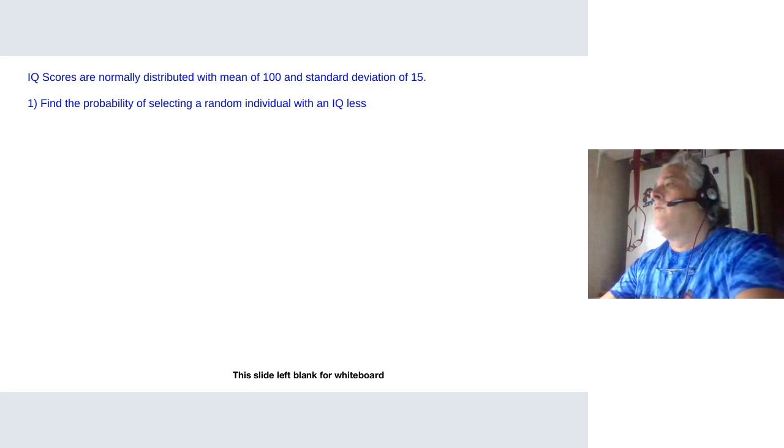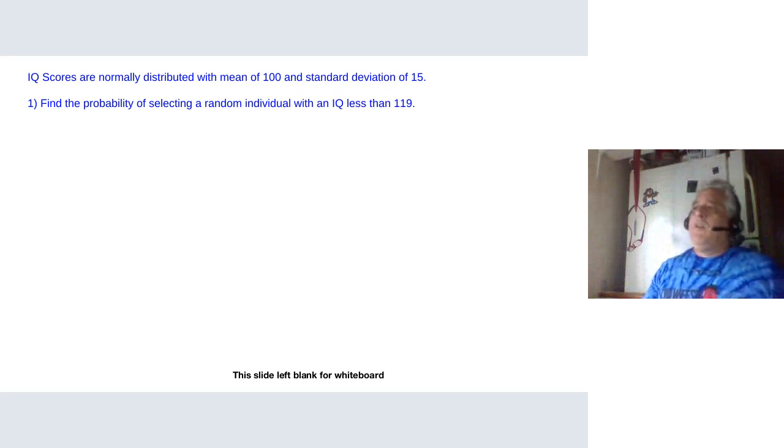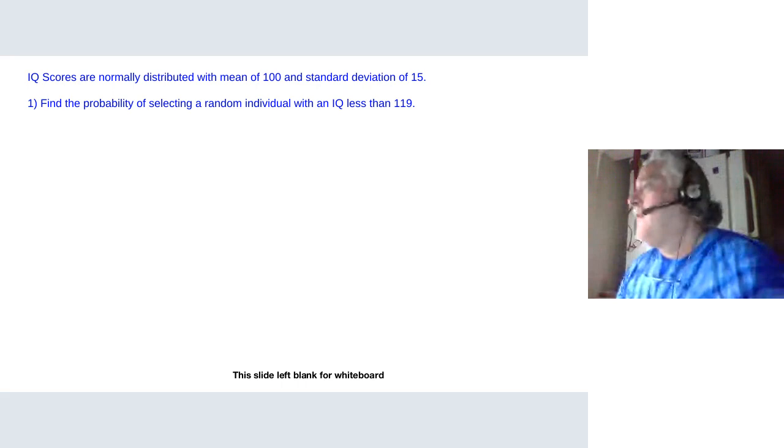Okay, so we want to find the probability of selecting a random individual with IQ less than 119. And as I said, probability is the same thing as proportion or relative frequency, and it's also now area. That area underneath that curve relates to all of those things. So when we want to find the probability of selecting the random individual, we're essentially going to just find that area underneath. But first of all, we need to calculate the z-score.